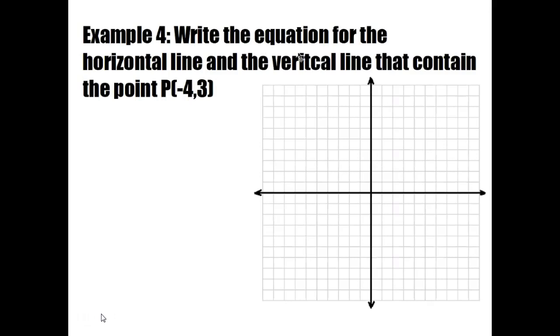Okay, write the equation for both a horizontal and vertical line containing the point -4, 3. So here's what I would do. Go plot your point. Now, let's start with horizontal. A horizontal line goes what direction?